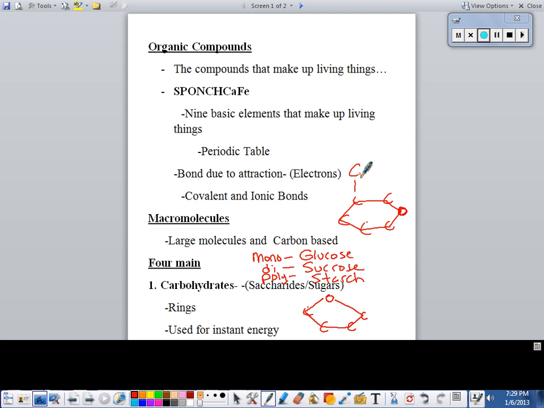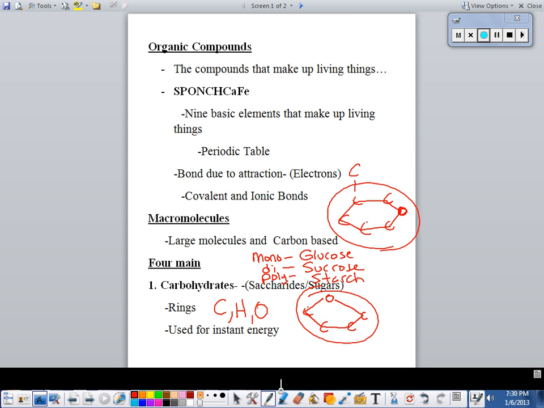Look at this one. This is your glucose right here, but it has this hexagon shape, and these are all rings that are circular in structure. But they all have carbon, hydrogen, and oxygen. That's really what they have. CHO. So that's your carbohydrates. Let's just keep going here and go to the next page.